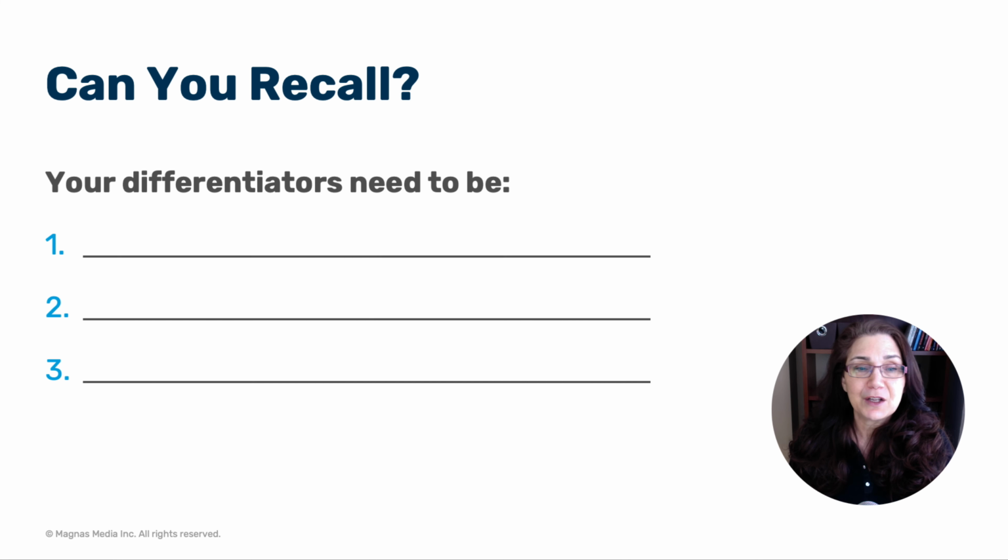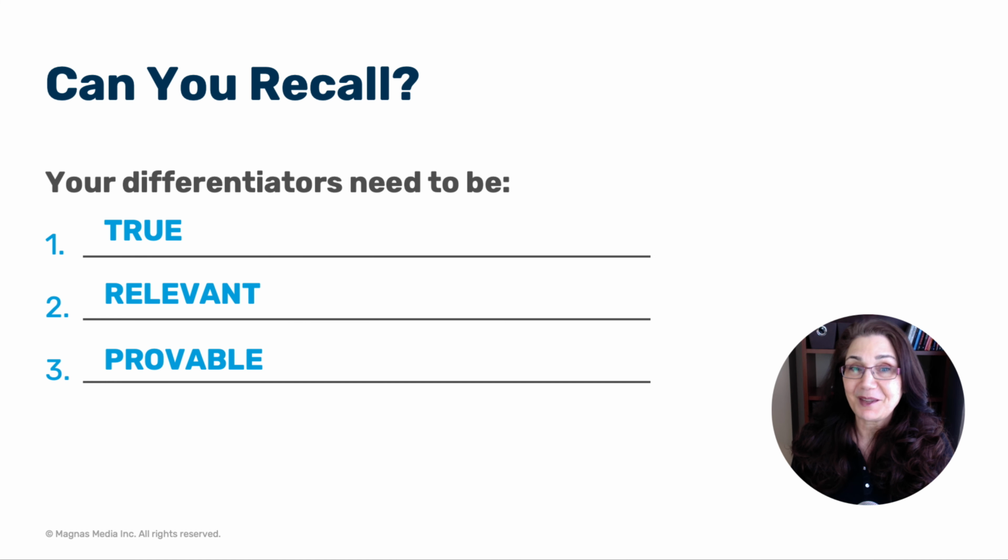So before we continue, can you remember the criteria of a good differentiator? Here they are again. They need to be true, so pick words that are true. Pick words that are relevant to your customers, and pick words that are provable.